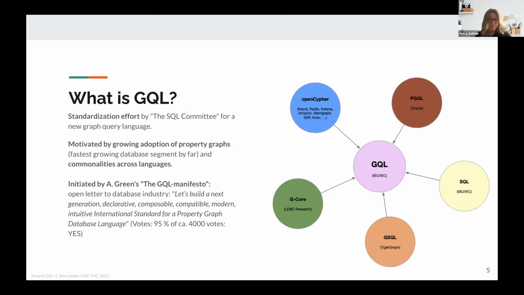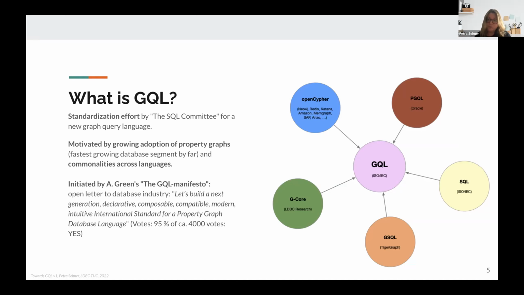Right, so what is GQL? As you probably know by now from the first couple of talks, it's basically the standardization effort for a brand new graph query language. Very importantly, it does not sit on top of SQL, it sits alongside SQL. This was brought about, as you probably all know, by growing adoption of property graphs in the market, which from all the statistics we've been gathering is the fastest growing database segment at this moment in time.